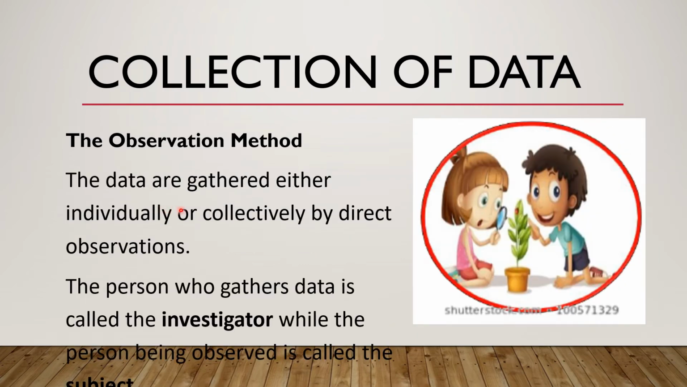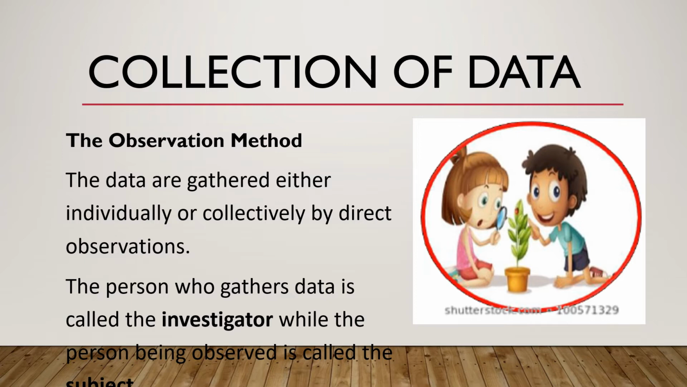We also have the observation method. So the data is gathered either individually or collectively by direct observation. So you are observing. In the picture, we can see here that the two students are observing the plant. So the person who gathers the data is called the investigator, while the person being observed is called the subject. So here, the subject is the plant, and the investigators are the two students. This method is used by the psychologists, sociologists, and psychiatrists. Or let's say, for example, your doctors.